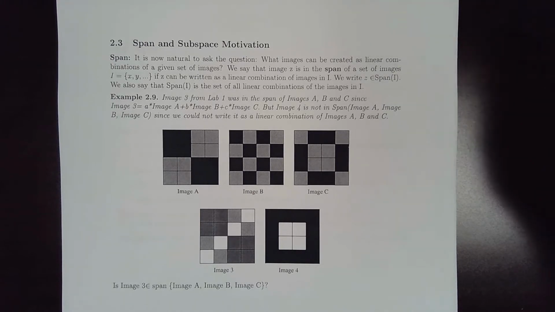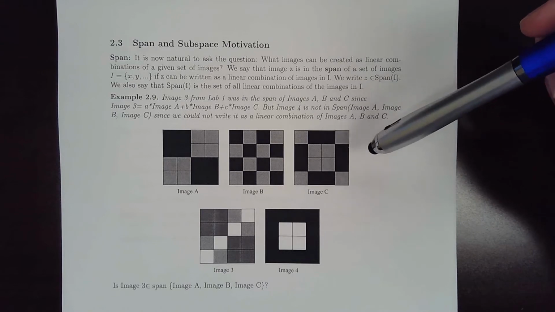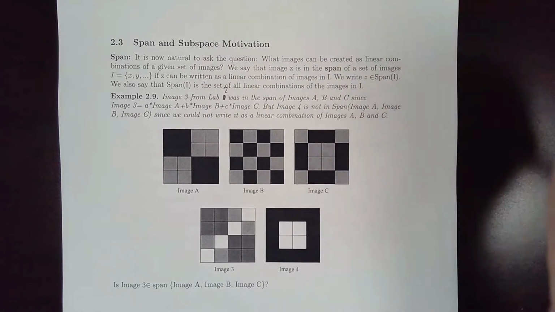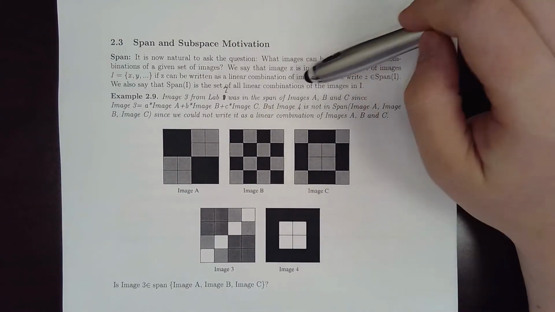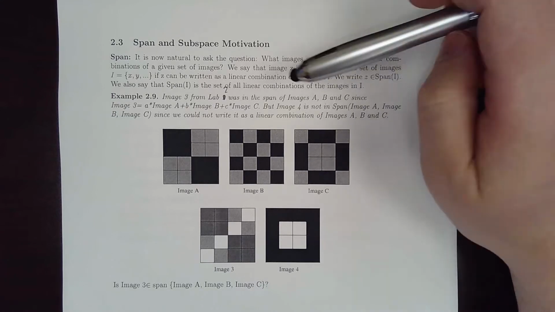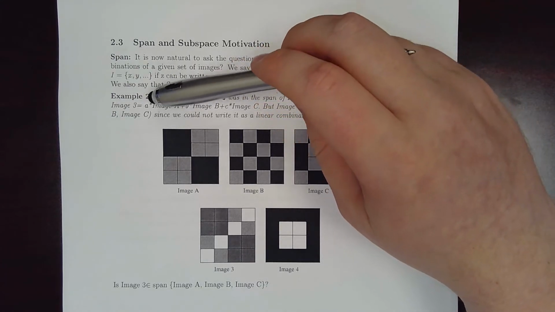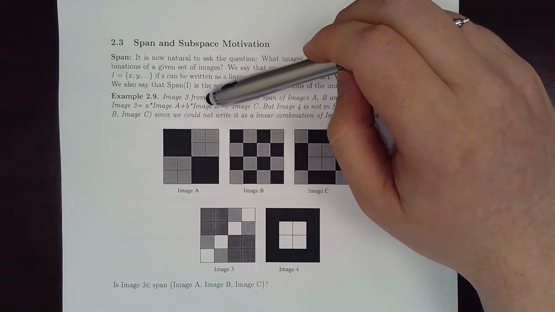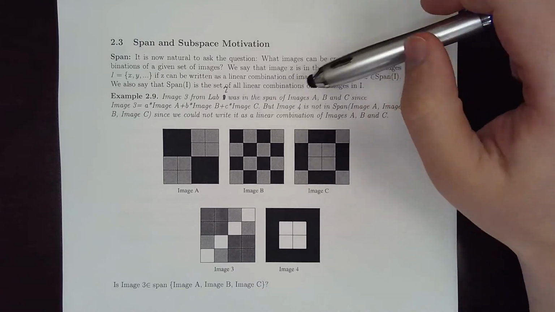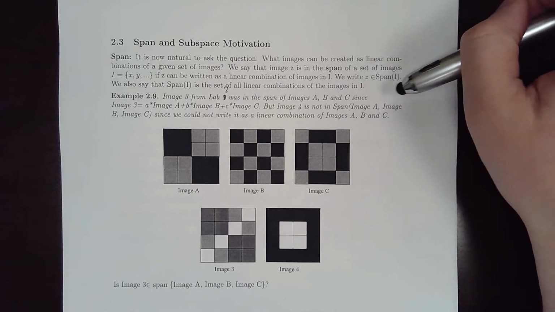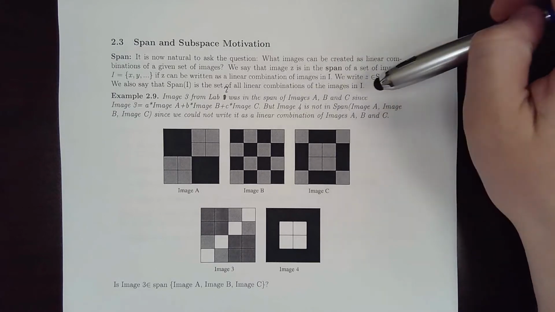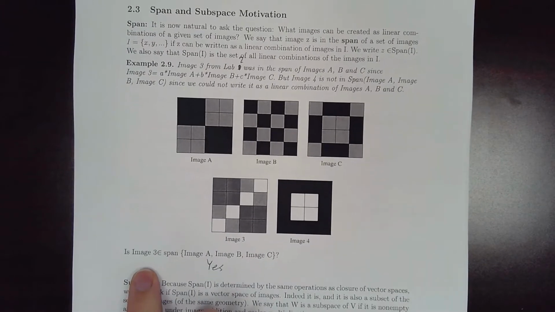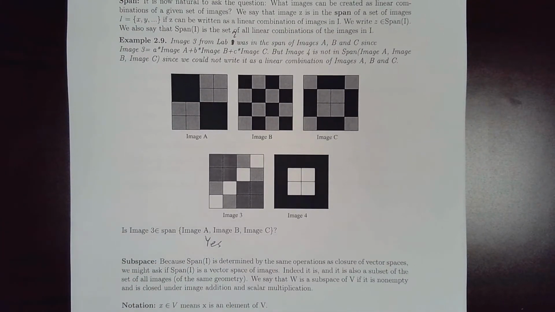As an example, when we looked at Lab 2, image 3 from Lab 2 was in the span of the images A, B, and C because you could take image 3 and write it as some a times image A plus some b times image B plus some c times image C. But image 4 is not in the span of A, B, and C because we couldn't write it as a linear combination of those images. So we would say yes, image 3 is in the span of images A, B, and C.